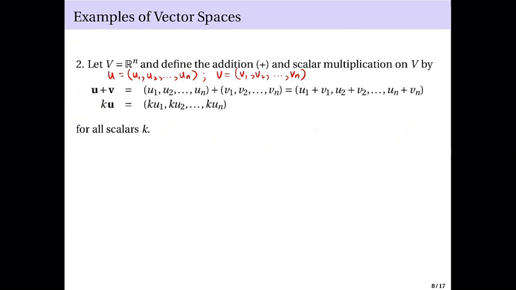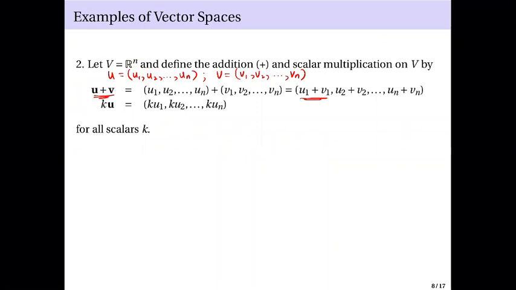So the addition in Rn, what we do is just add component-wise. The first component of U should be added to the first component of V. Second component of U should be added to the second component of V, and so on and so forth until the nth component of U is added to the nth component of V.